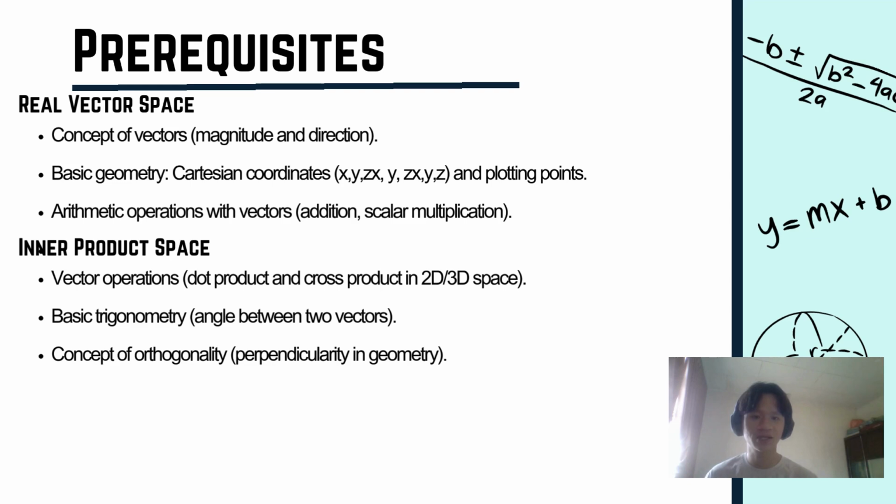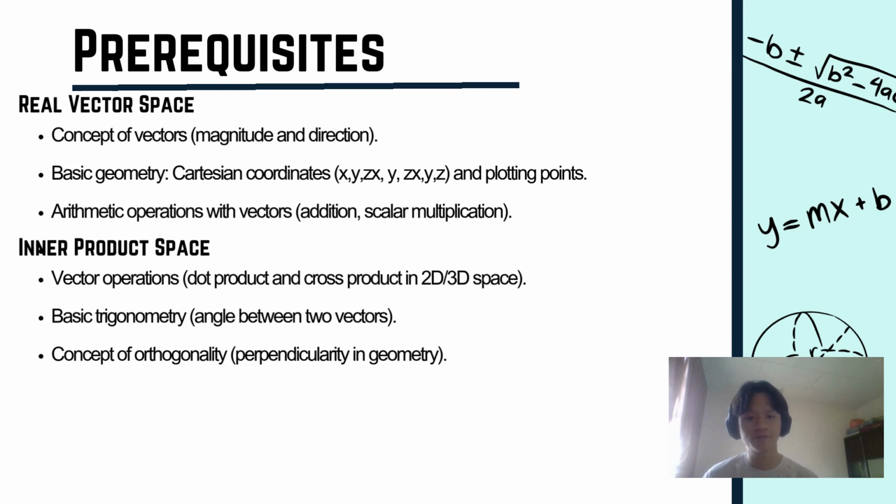Next, the third prerequisite is real vector space. To understand real vector spaces, we need to know the concept of vectors, including their magnitude and direction. We also need to know basic geometry like Cartesian coordinates and the ability to plot points in 2D or 3D. And then we also need to know arithmetic operations with vectors, such as addition and scalar multiplication. These are the foundation for working with vector spaces.